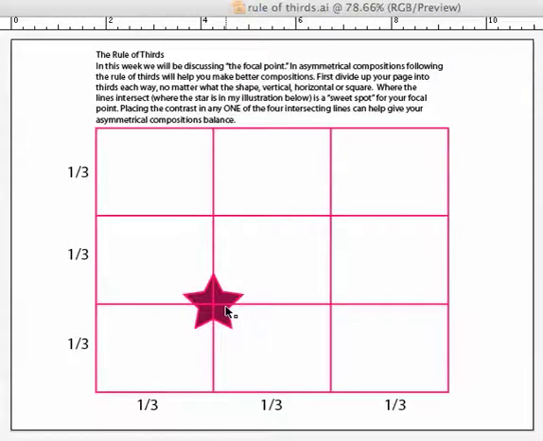Now the focal point will be, maybe it's the largest part of the image. It's definitely the most contrasty part of the image. And I'm going to show you some examples in some famous paintings to show you how this rule of thirds has been used.